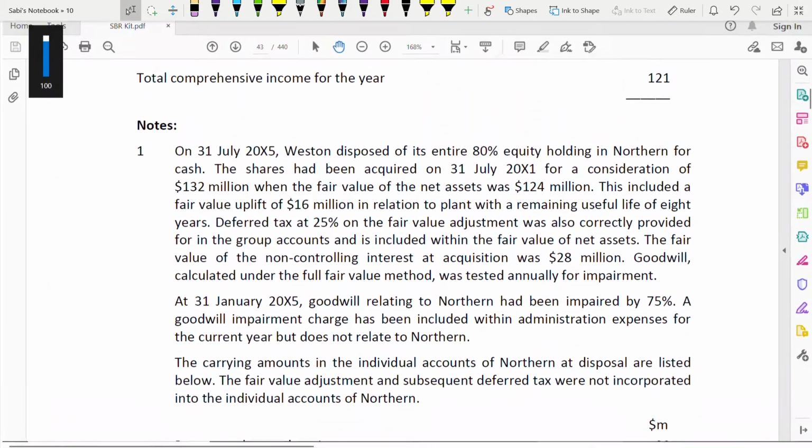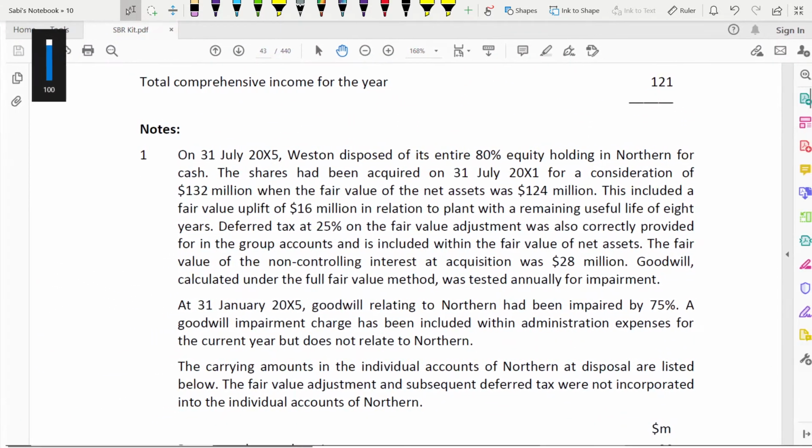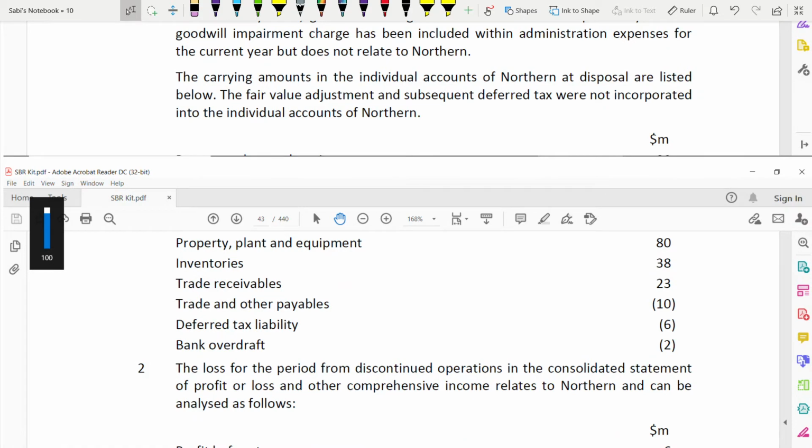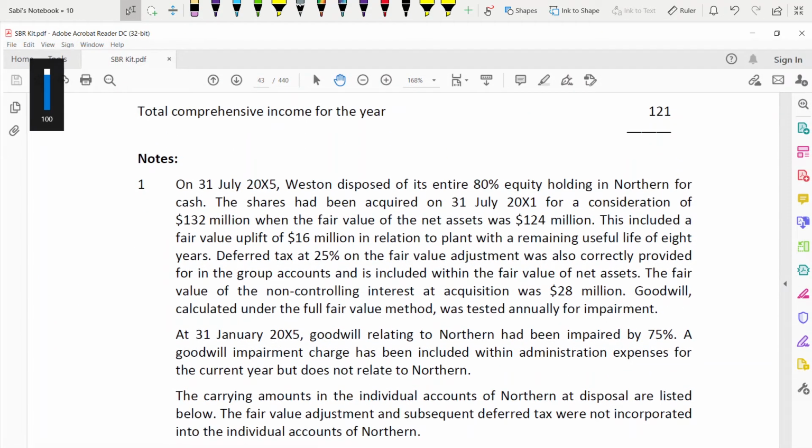Okay, so we can quickly go through these notes. These notes are usually for you to do the adjustments. If you see, note 1 is the biggest note here. So let us read. On 31st July 2005, Weston disposed of his entire 80% equity holding in Norton for cash.